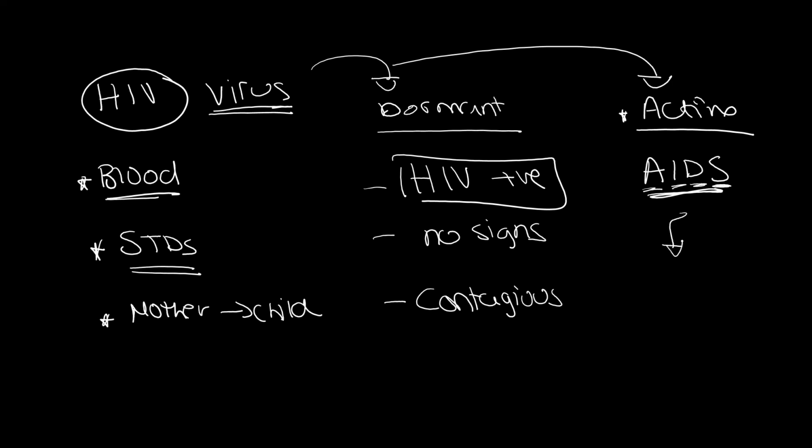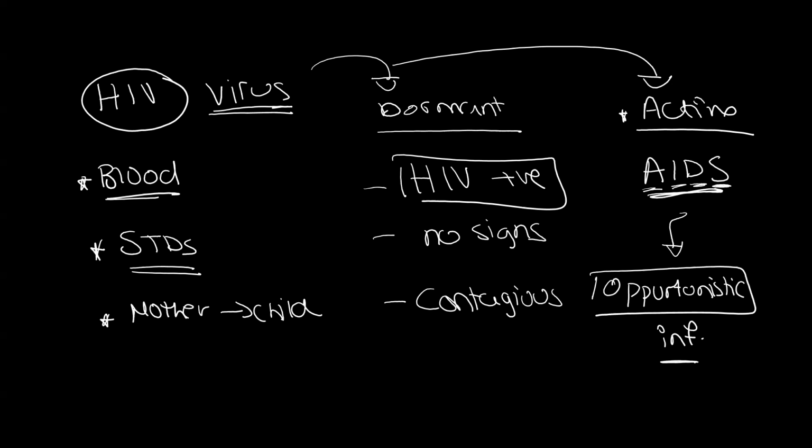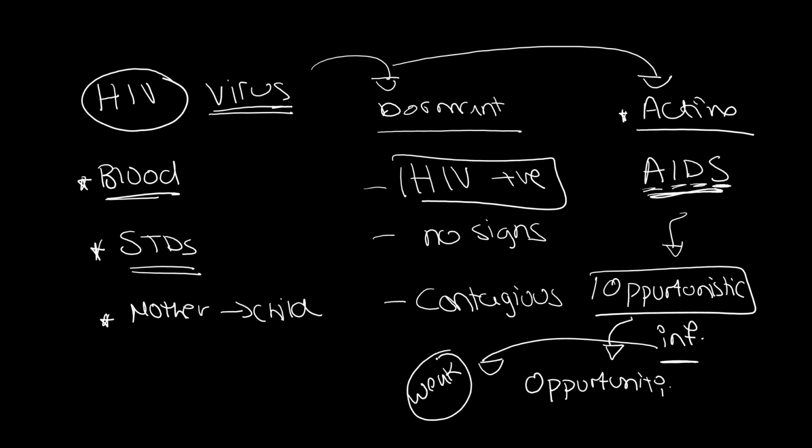Okay? Now, what happens when you have active AIDS, God forbid? You die from something called opportunistic infections. Now, what are opportunistic infections? From the name, these are infections that are waiting for the right opportunity to attack your body. These are infections that are actually very weak and they do not normally cause disease and they do not normally cause death. I am talking about something as simple or as weak as the flu.